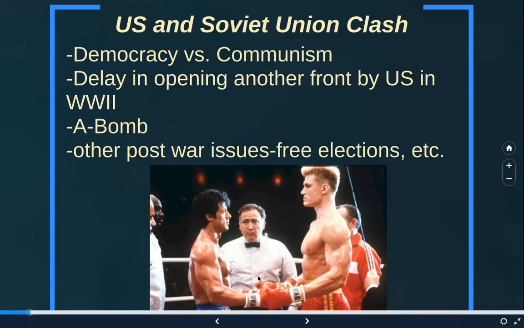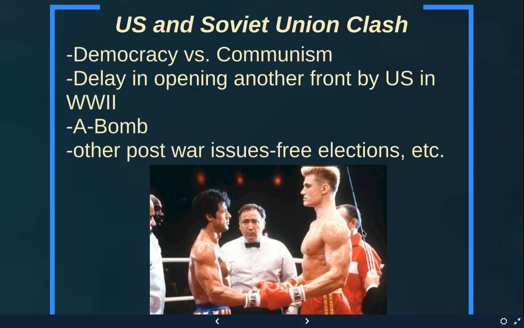This is a picture from the movie Rocky. If you have any Rocky fans out there, you know that is one of the big fights. Rocky is a representative for the United States, and this guy is a representative for the Soviet Union, and this is going to be a Cold War era film.